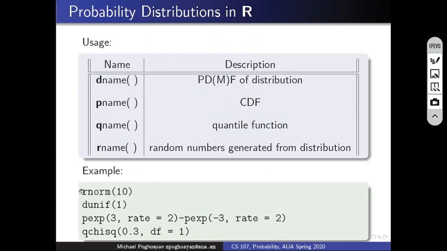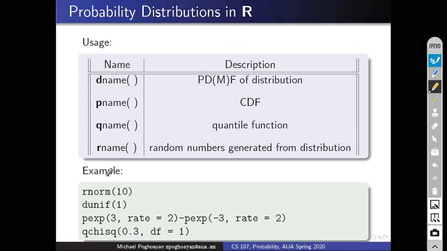So rnorm, norm is the name of that distribution. This is for the normal distribution, a very important continuous distribution. We'll talk about that later. So rnorm(10) is generating random numbers from the normal distribution with some parameters. There are some default parameters here. 10 random numbers from the normal distribution. dunif, unif is the name of the uniform distribution, a continuous distribution. Sorry, d is for the PDF in that case.